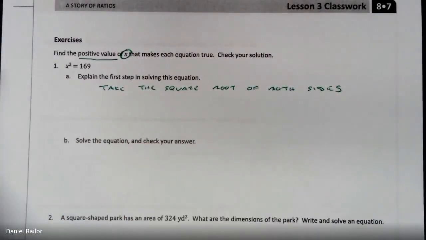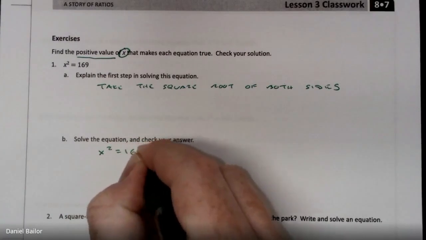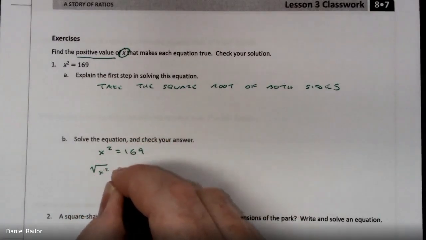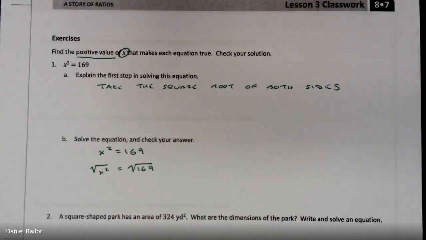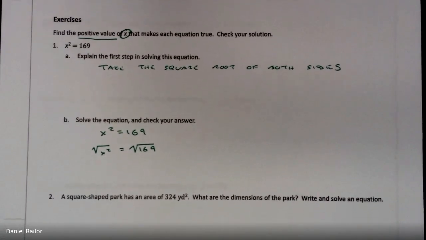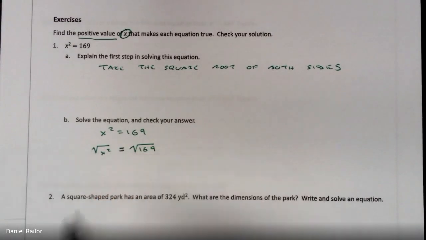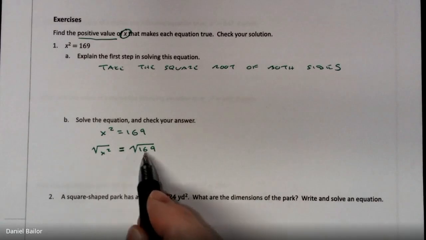Let me show you in part B how I solve this. I start with x squared equals 169. Then I take the square root of x squared and the square root of 169. It's important that I take the square root of both sides, remember, because it has to be equal. Equal means the same thing on both sides. So if I do something over here, I do it over here.